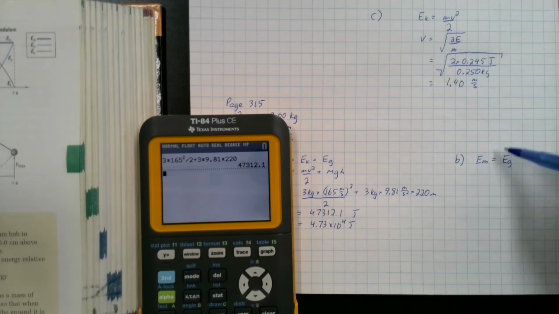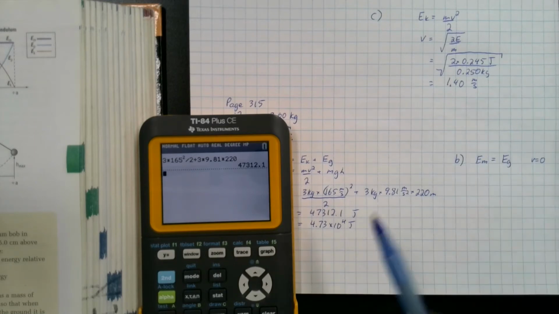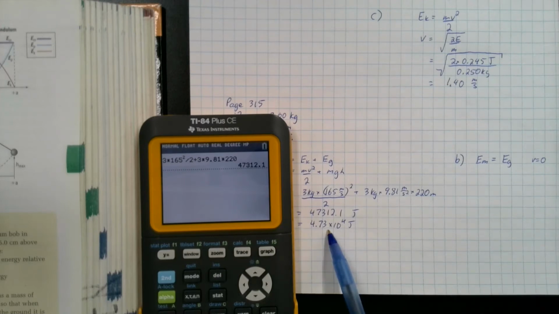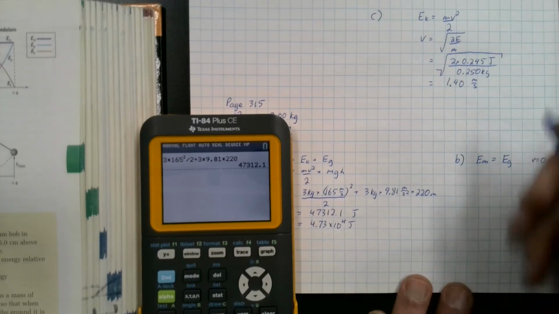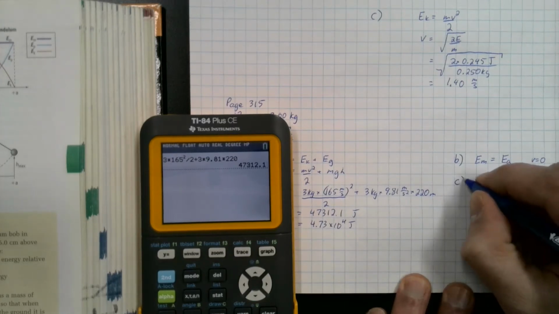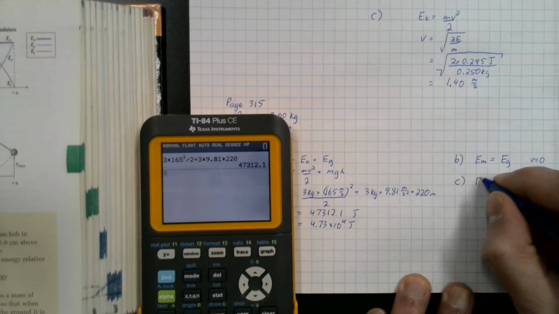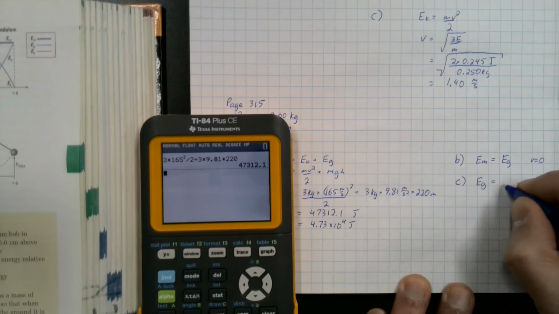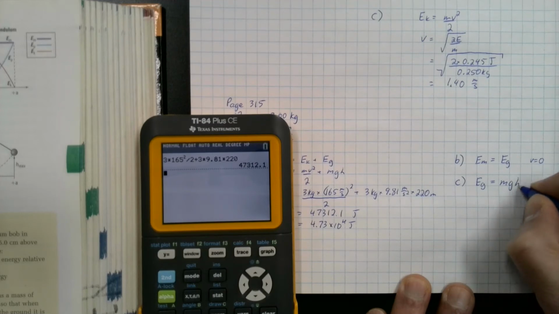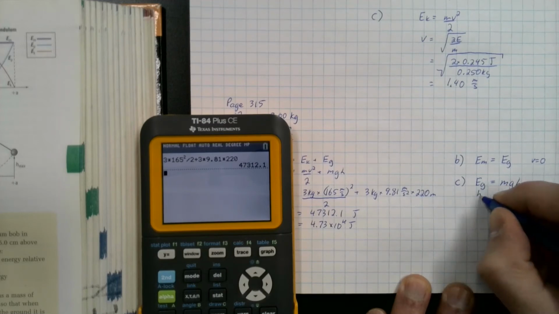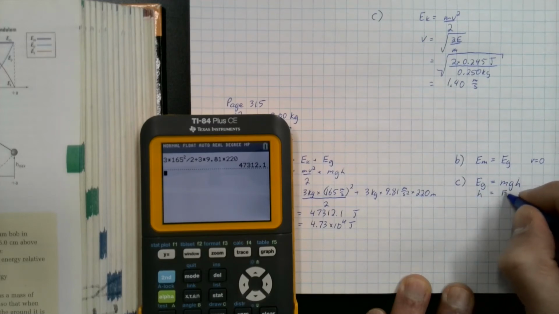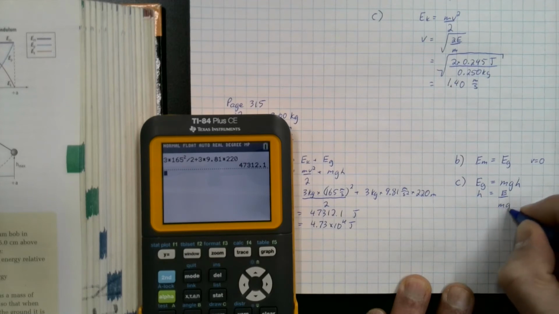So that tells us that our gravitational potential energy will equal the mechanical energy that we just calculated, 4.73 times 10 to the power of 4 joules. Part C. If all of that energy is gravitational potential energy and we are looking for the height, we're going to have mgh. To find our height, it is going to be our gravitational potential energy divided by mg.